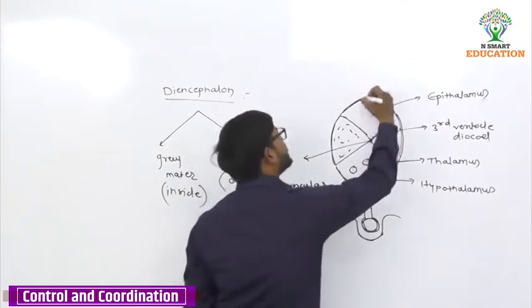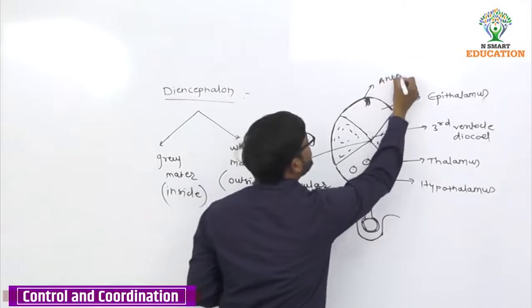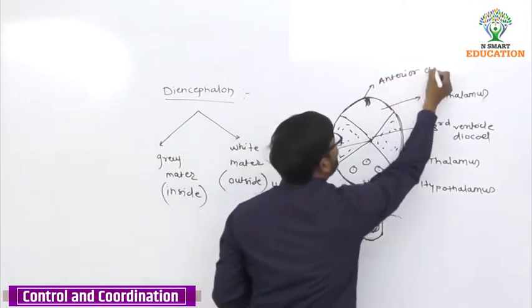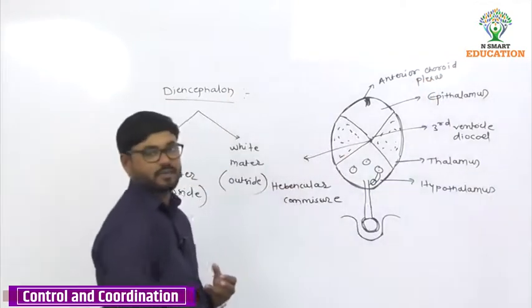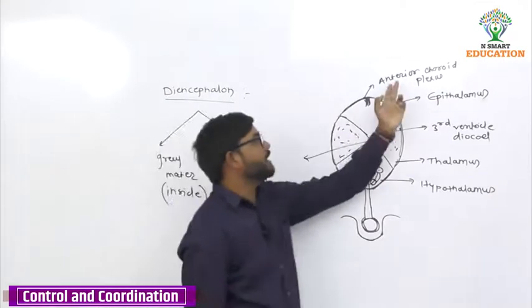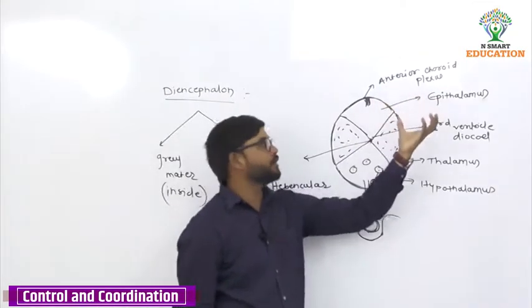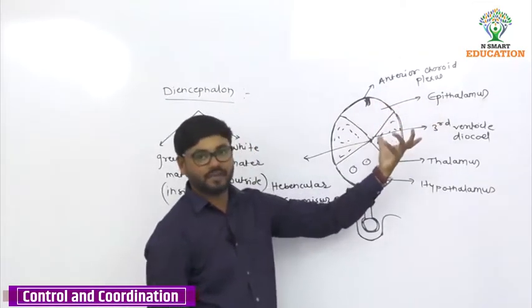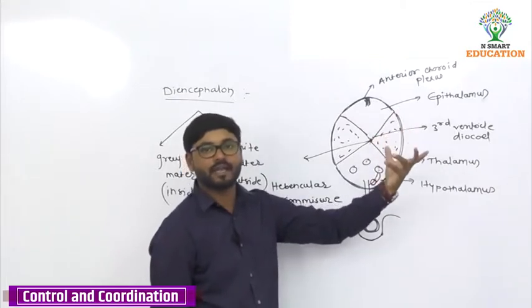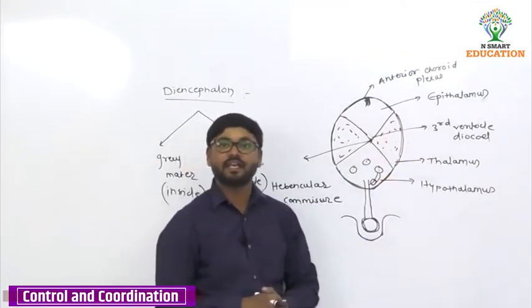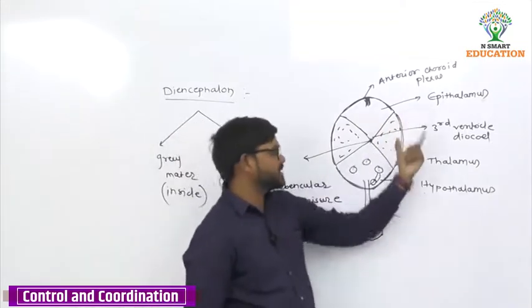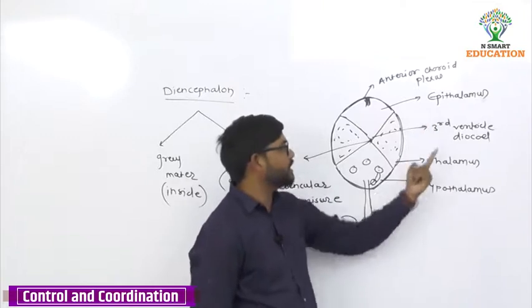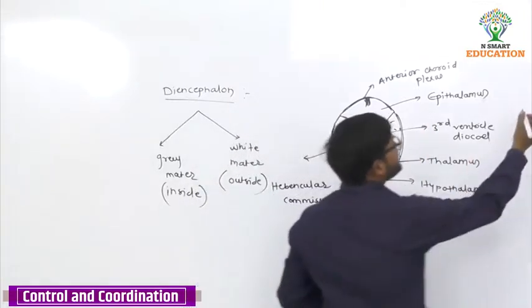That is called the anterior choroid plexus here. Okay, you know the anterior choroid plexus secretes CSF. You know about the ependymal cells and choroid plexus secreting the CSF. Then the epithalamus and hypothalamus. The diencephalon is divided into epithalamus and others.